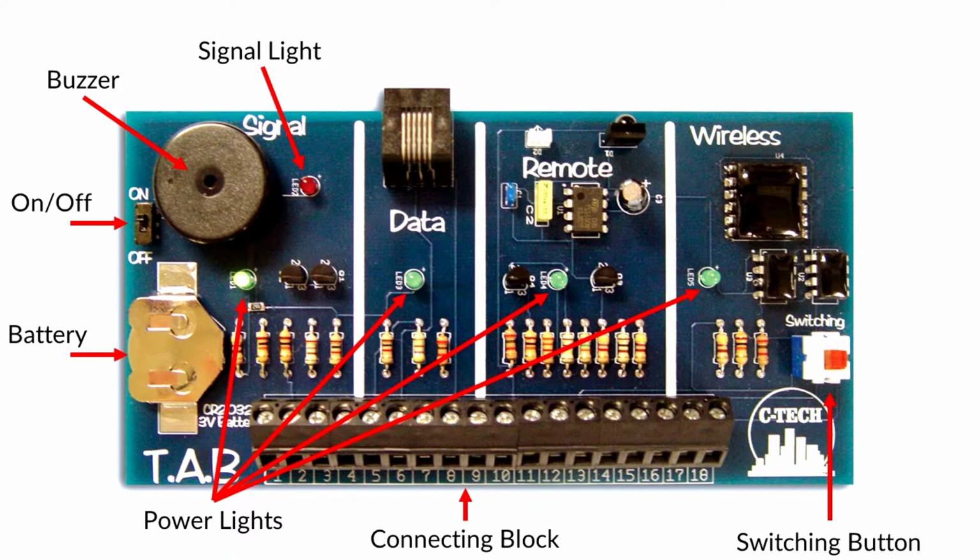The tab works using three forms of communications: copper in the data section, infrared in the remote section, and radio frequency in the wireless section. To configure the tab for the different sections, you will use the connecting block. When properly configured, the green LED for the corresponding section will light. When pressing the switching button, the signal light and buzzer will light and sound accordingly.